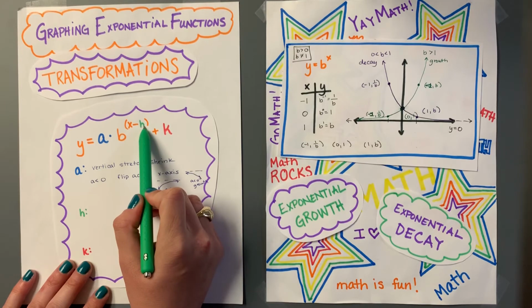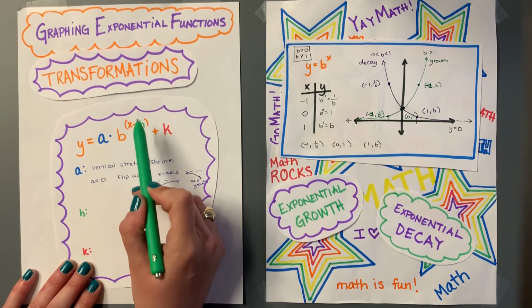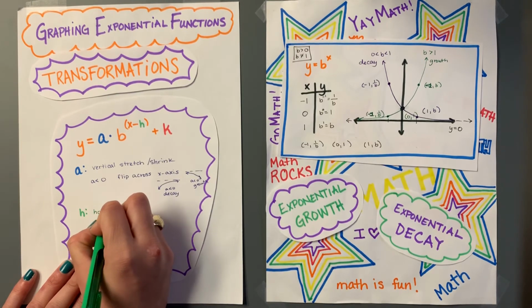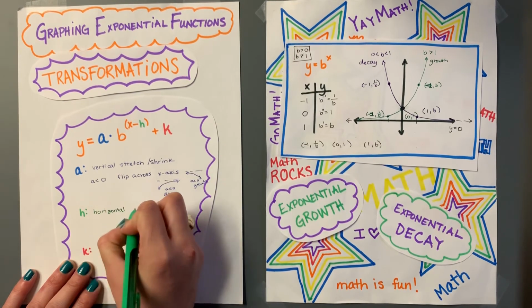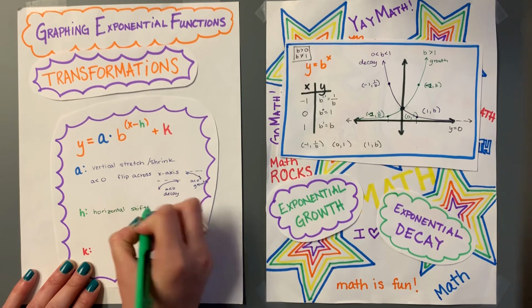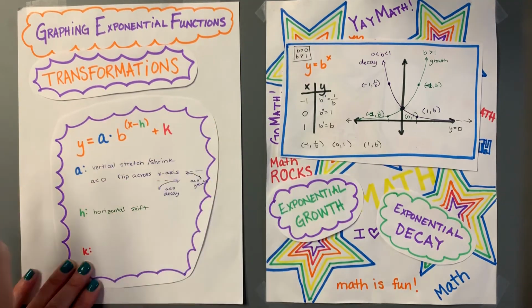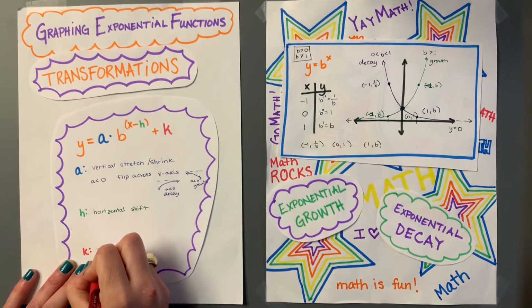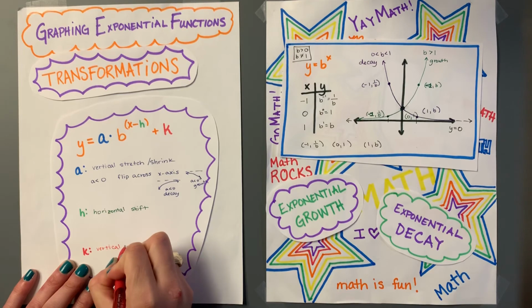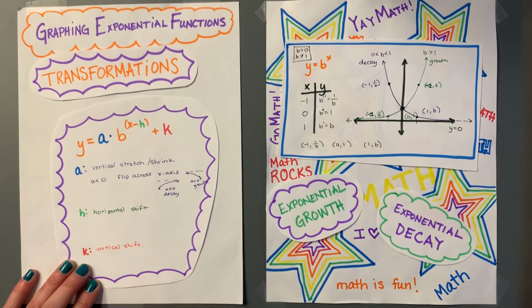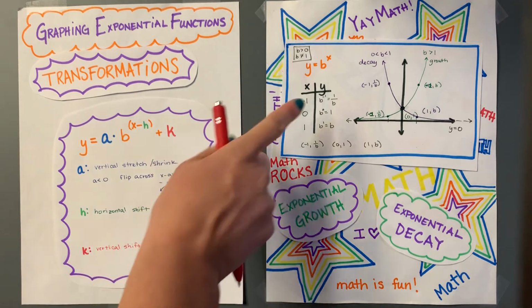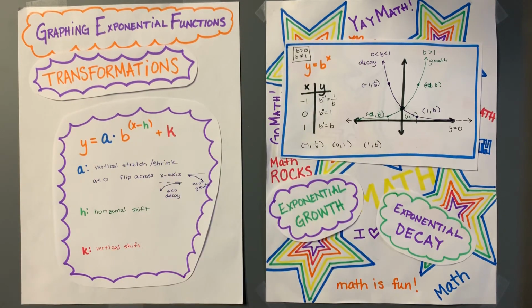If we are looking at this value h, you'll notice it's x minus h, so you're going to take the opposite of that. And that is going to be a horizontal shift. So that's going to move our graph left and right. And this value of k is going to be a vertical shift. So these are going to do the same thing that they have done in the past, just with our different parent function here. In our next video, we'll look at some examples of how we actually graph these.